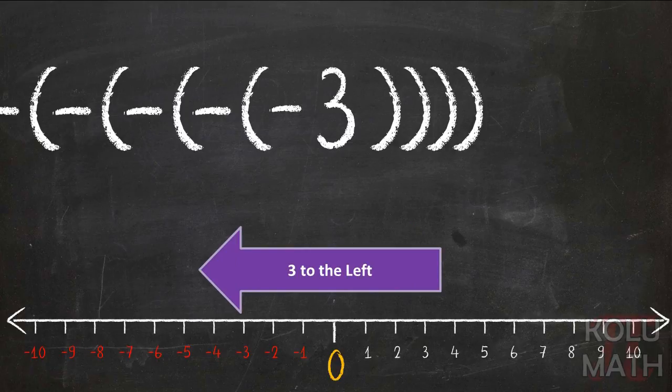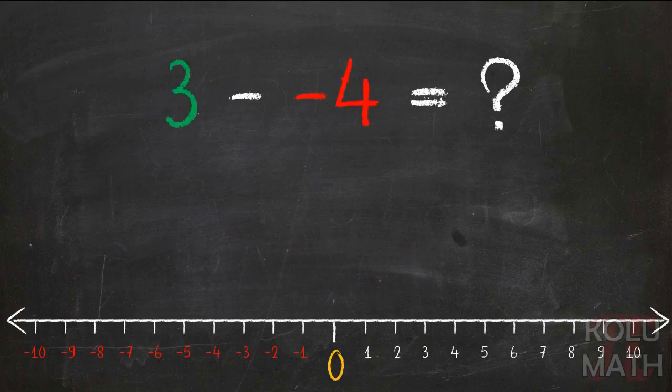The point is, if we think about integers like spaces or movements of the pointer, we can think of a negative sign as just changing that direction. So how does this work with our previous example?